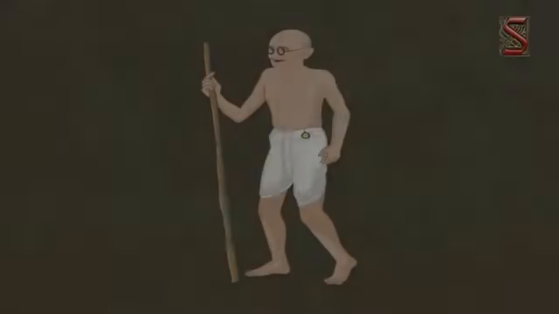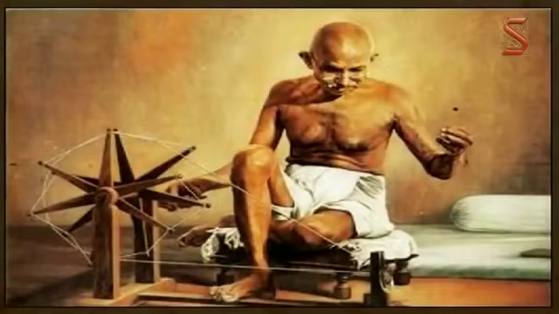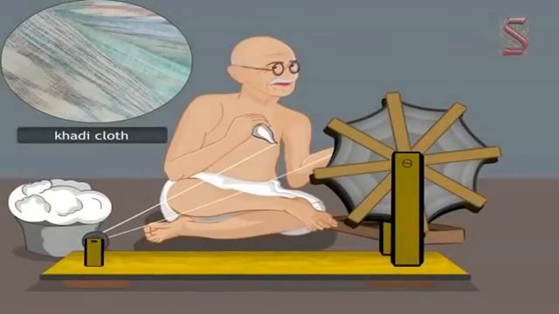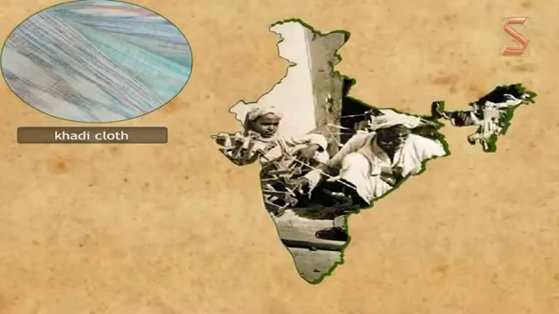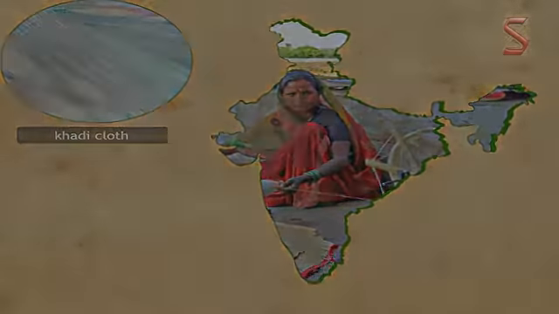As we have studied, the foreign cloth was also boycotted and burnt in public places. As a result, the imports of foreign cloth came down greatly. At the same time, Gandhiji gave a call to the people to spin their own cotton on a charkha. The khadi cloth was spun in many homes across the country, which helped the country to become self-reliant.